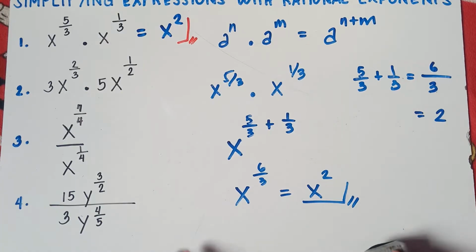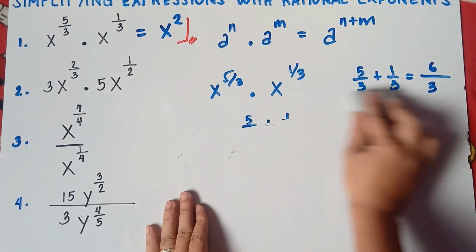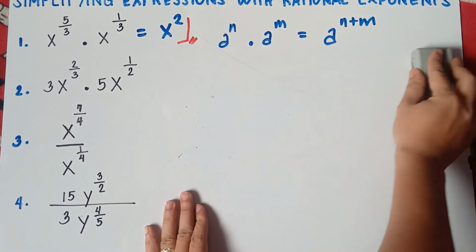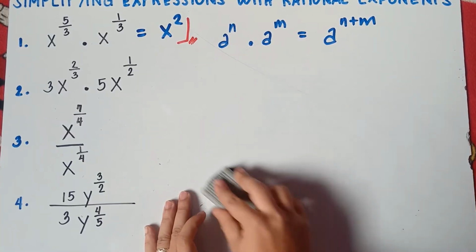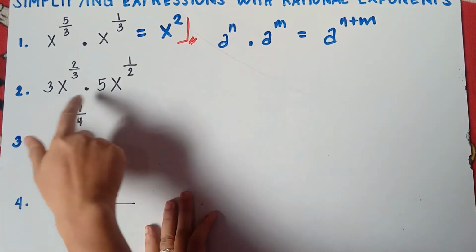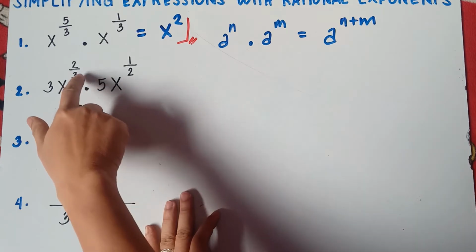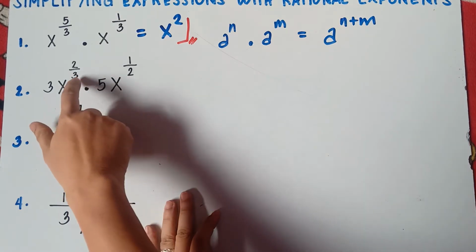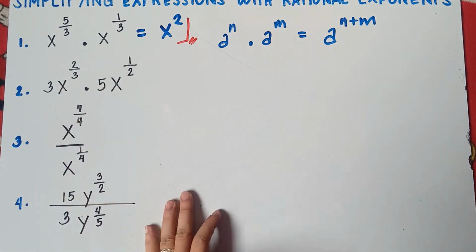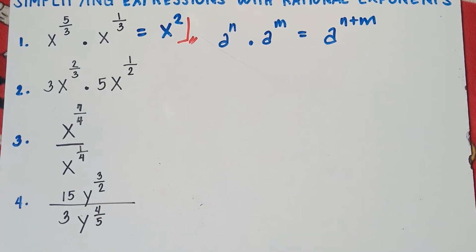Alright, let's try number 2. What if, sir, we have a number, a numerical coefficient? At the same time, our fractions don't have the same denominators. So what would be the thing that we will do?